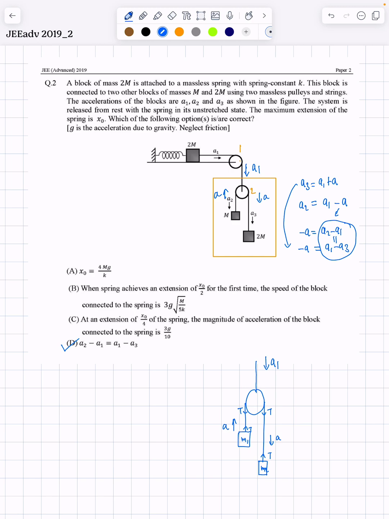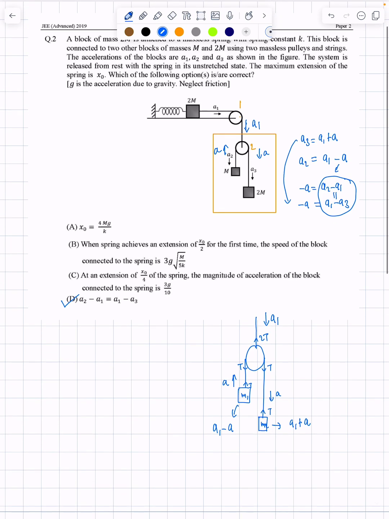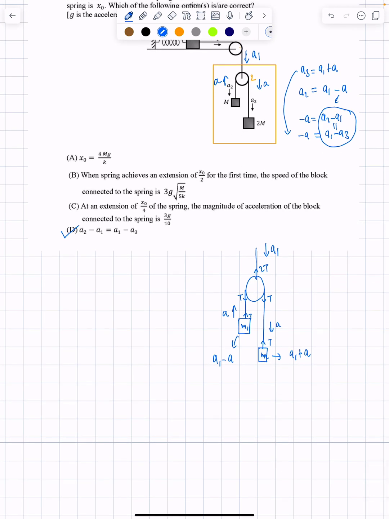Because this pulley is massless, this should be 2T here. So the absolute acceleration of m2 is a1 plus a, and for m1 it is a1 minus a. Let's write the equation. I'm trying to prove that this entire block can be replaced by an equivalent mass, and that the equivalent mass is equal to 4 times m1 m2 over m1 plus m2. So let's see how it works.